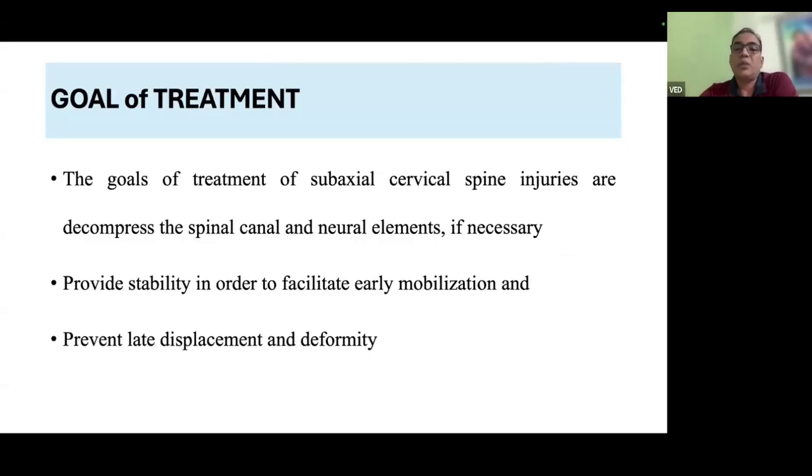So what is the goal of our treatment? The goal of treatment for subaxial cervical spine injury is to decompress the spinal canal as soon as possible and alleviate the compression from the neural elements if necessary. Provide stability in order to facilitate early mobilization and prevent late displacement and deformity.